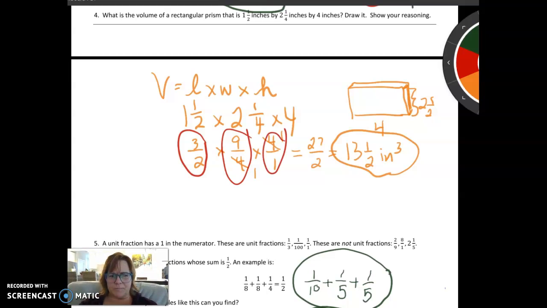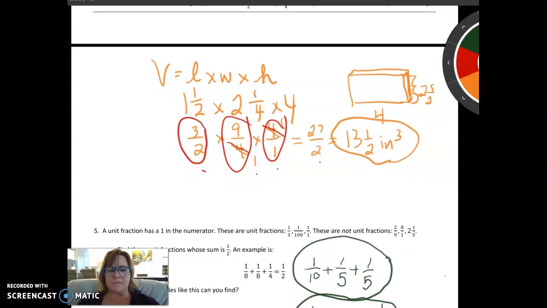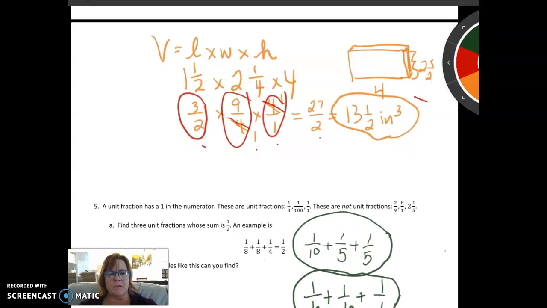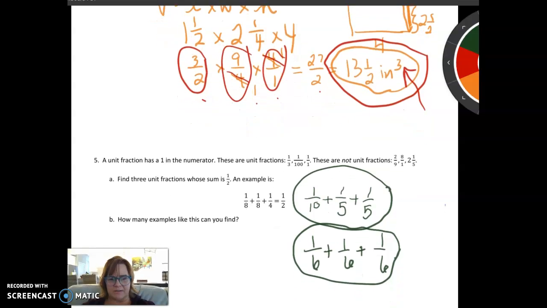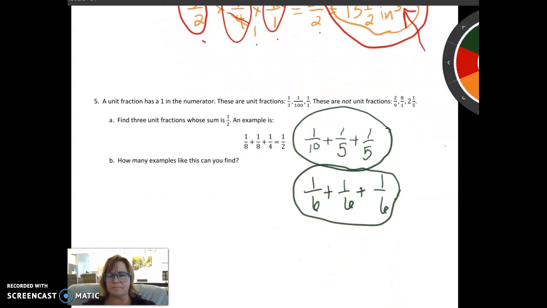So before I multiply here, I'm going to cancel out some factors. I'm going to cancel out my 4s because I know that there's one group of 4 and 4 and one group of 4 and 4. So now I'm left with 3 times 9 times 1, which is 27, and 2 times 1 times 1, which is 2, and 27 halves is 13 and a half. So we're left with 13 and a half. These are cubic inches since we're talking about volume.